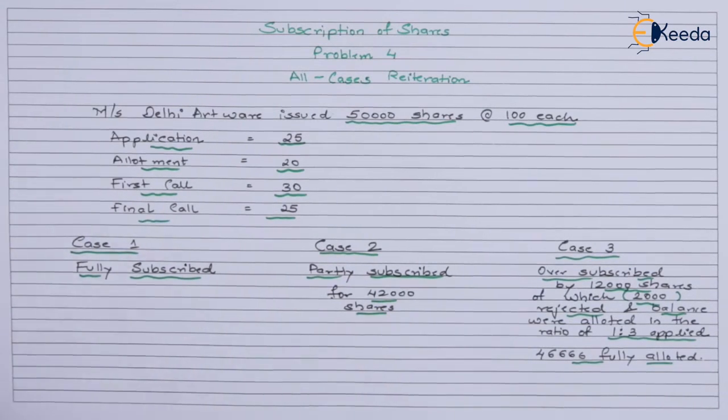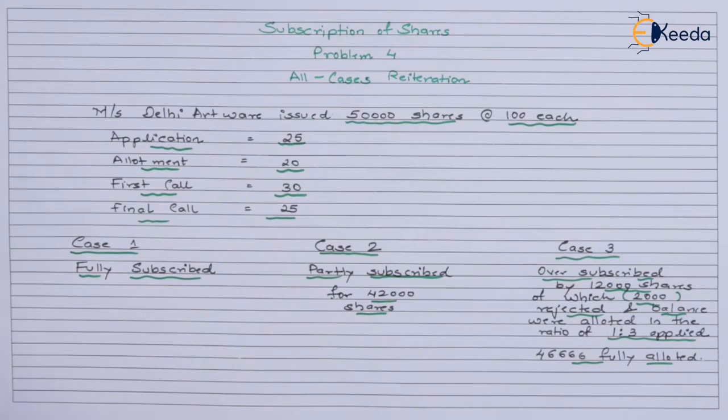So if you applied for 3 shares, you might just get 1 share as an allotment from the company here. Now, because you have applied for 3 shares, you have already paid application money for 3 shares. In such a scenario, whatever additional money you have paid will be adjusted against the allotment, the first call or the final call.